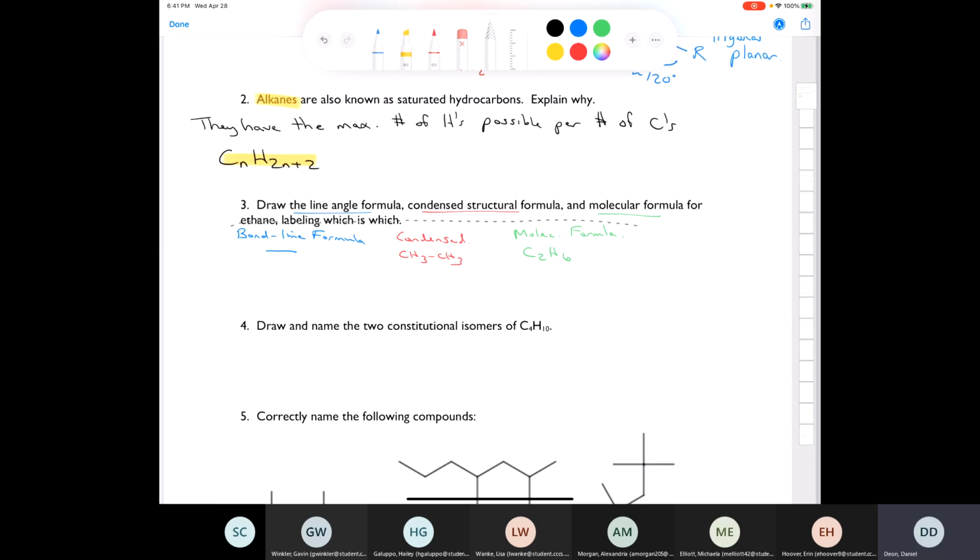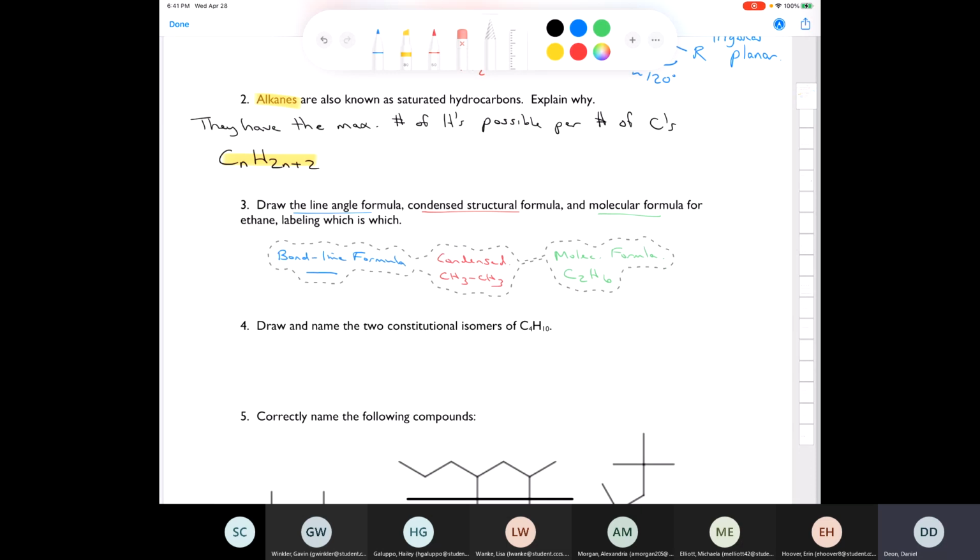Those are things that we covered quite a bit at the very beginning of our class, when we talked about how to represent the structure of organic molecules.